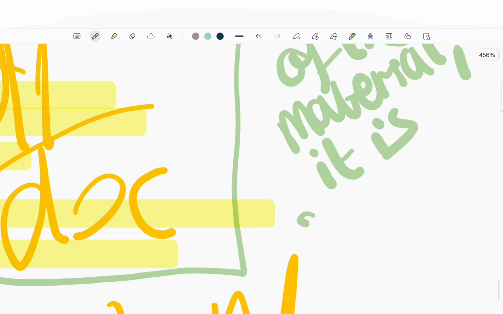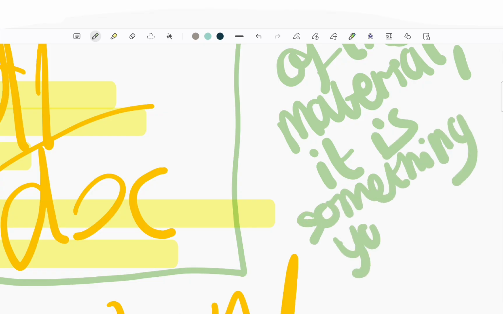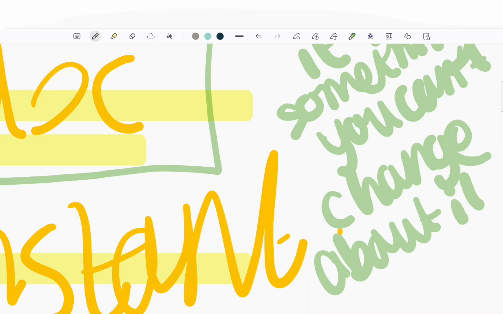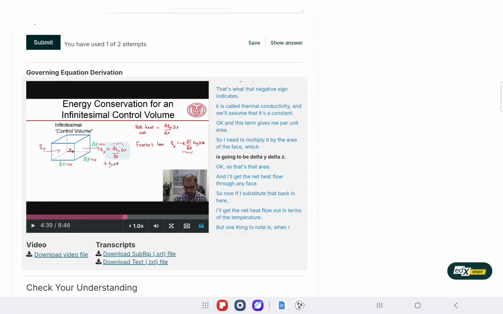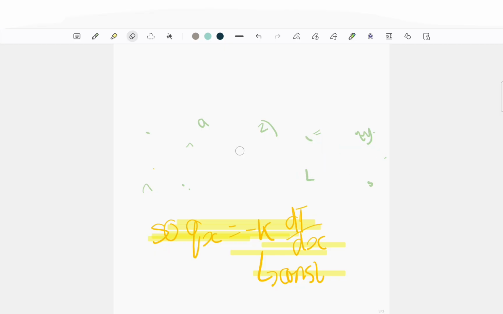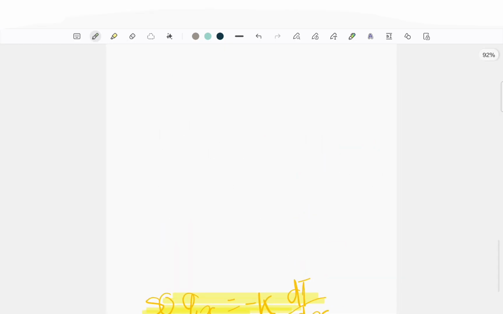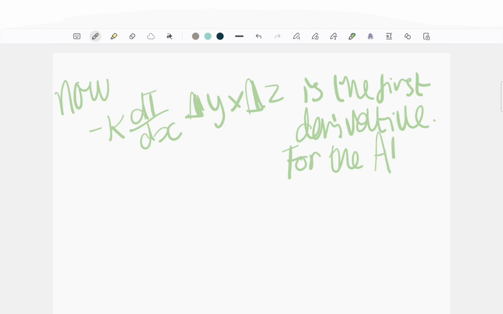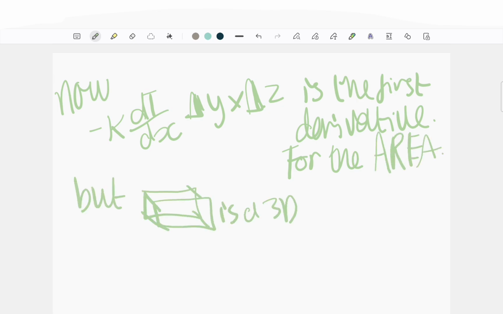So here I'm describing thermal conductivity, the name of the constant, which is basically the quality of the material. Thermal conductivity is the quality of the material you have. So if you have metal, that would have a different thermal conductivity to wood, for example. So that's why it is the constant. So that's just a short explanation.